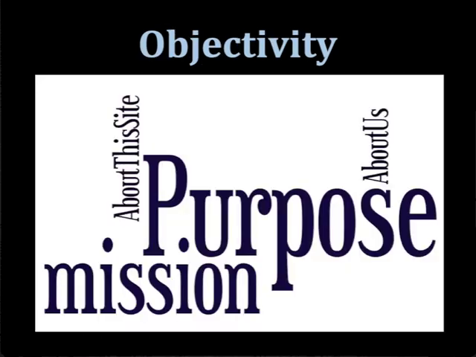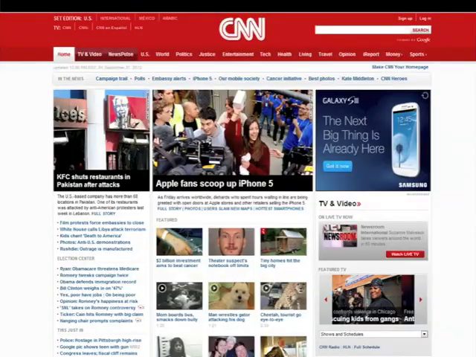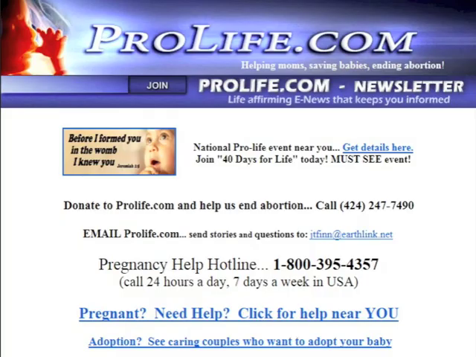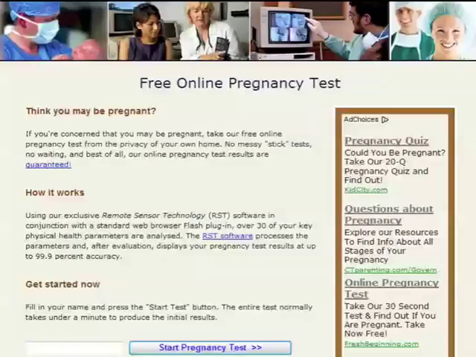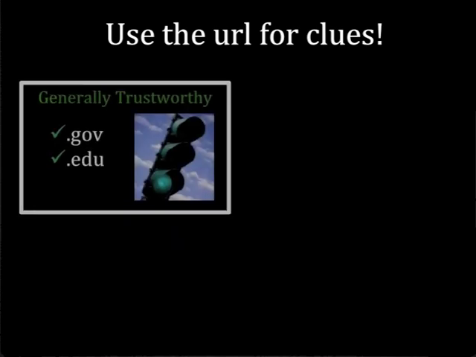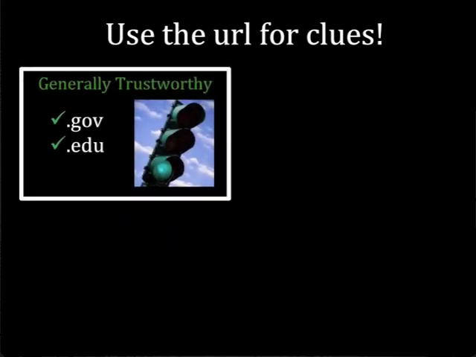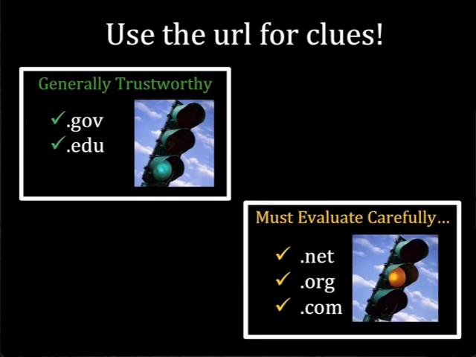Checking for objectivity starts with determining the purpose or mission of the site. Is the purpose of the site to inform, persuade, entertain, sell, or is it just a hoax? The URL or web address itself can also help you. The most trustworthy sites are the ones that end in .gov or .edu. Those to be cautious of include ones that end in .net, .org, or .com.